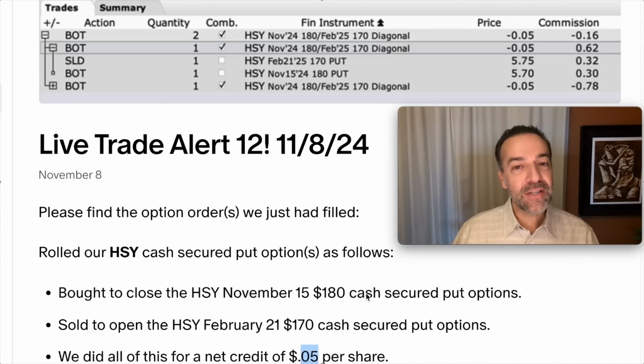What if I had position sizing available? I could consider adding to this position. So what that would have looked like is I would have bought the November option back. Say I would have bought one of the put options back and sold maybe 2 of the Hershey February 21st 170, or maybe even I'd be able to go down to the 165 or 160 put option and do that for a credit.